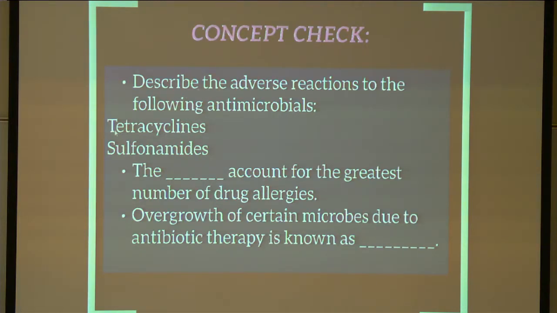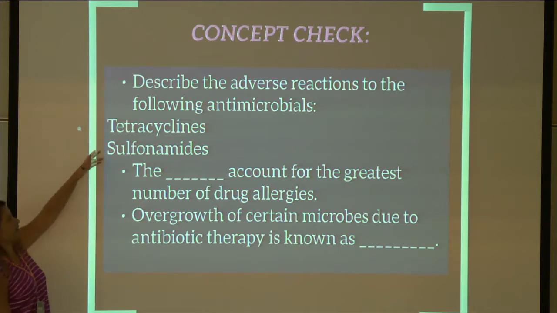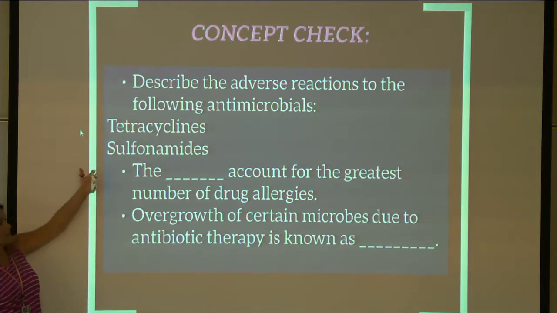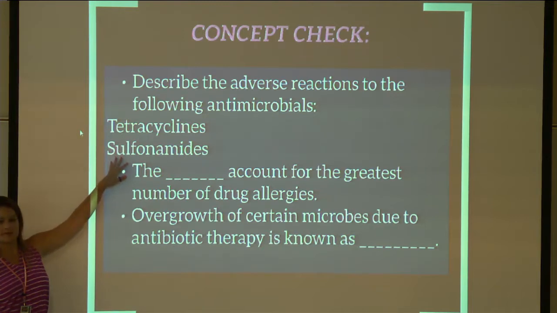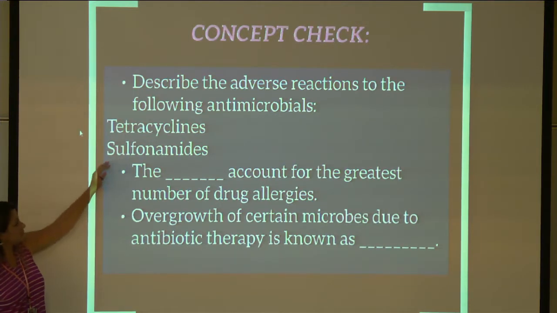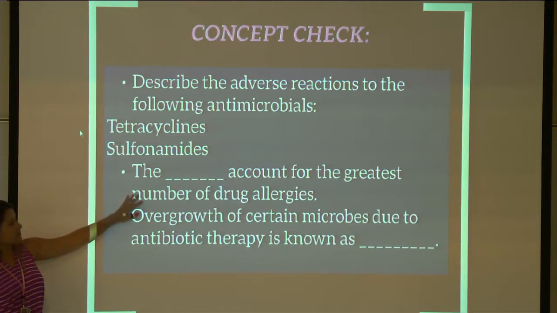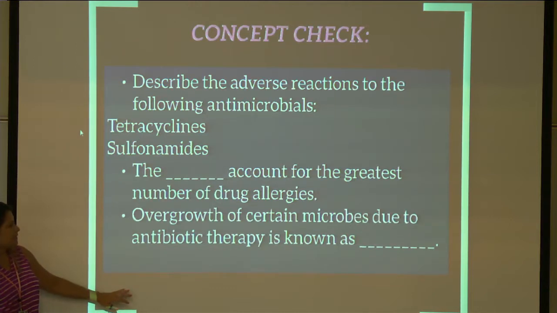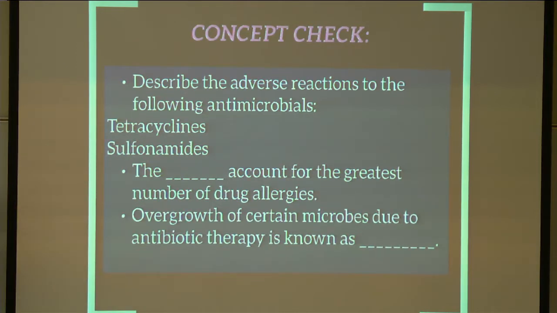Okay, so you should be able to describe the toxic effects or the side effects of tetracyclines. What do we see with tetracyclines? Tooth enamel, diarrhea, yes. Sulfa drugs, sulfonamides. Red blood cells. Yep, they're going to affect the red blood cells, and what else? Crystals. Kidney crystals, good. What group of drugs accounts for the highest number of drug allergies? Penicillins. Penicillins, awesome. Overgrowth of certain microbes due to antibiotic therapy is known as what? Superinfection. Superinfection.